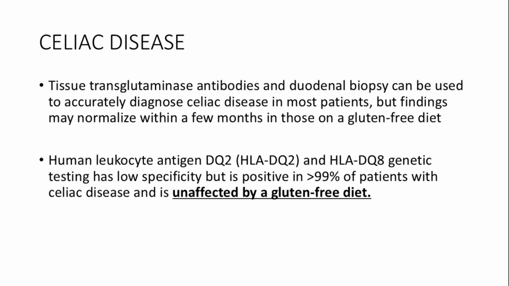In certain cases where the diagnosis is uncertain, genetic testing for HLA-DQ2 and HLA-DQ8 may be helpful. Although these markers have low specificity, they are positive in more than 99% of individuals with celiac disease. Importantly, HLA typing is not affected by a gluten-free diet, making it a useful tool when serology or biopsy results are inconclusive due to prior gluten restriction.